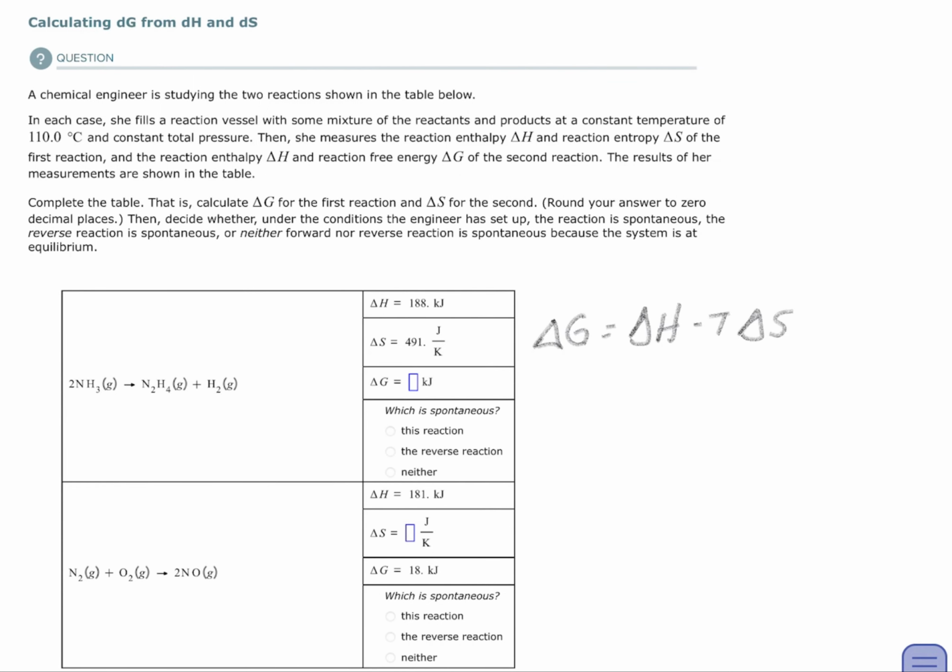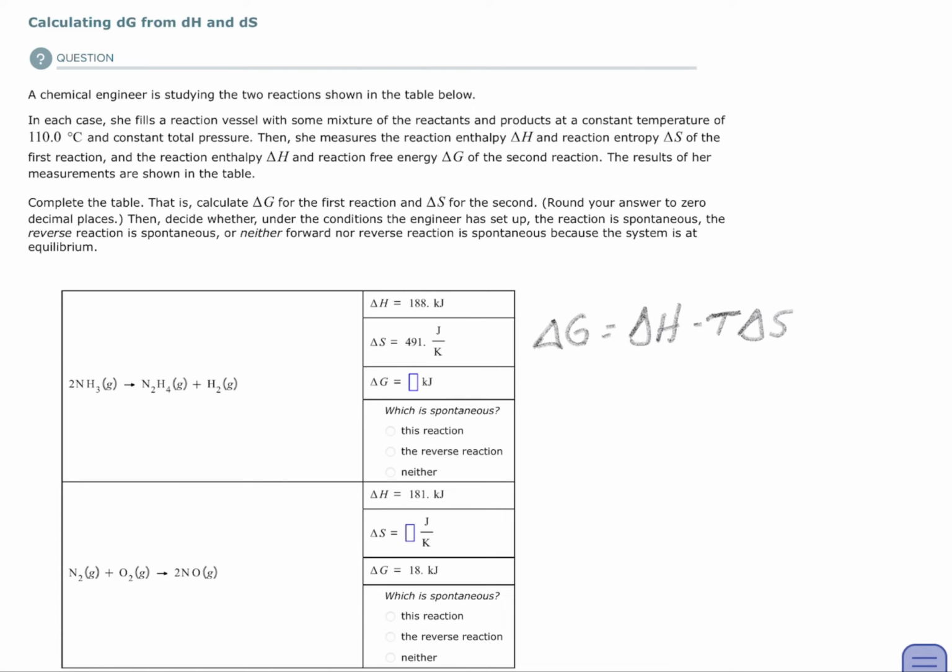So we have that the Gibbs free energy is related to the enthalpy and the entropy via this reaction. Now the T here is in Kelvin. So be careful, you have to put that in Kelvin for any of this math to work. And then you fill in the rest. Then they're going to ask you what the Gibbs free energy is in kilojoules.